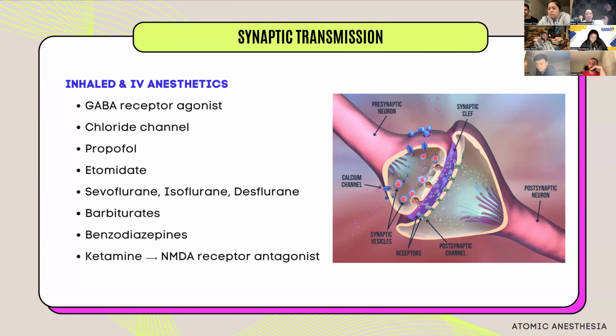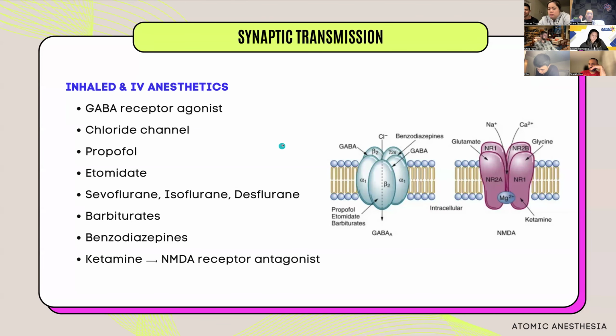When drugs like propofol or etomidate or even our inhaled anesthetics, benzodiazepines, bind to the GABA receptor, it opens that channel and chloride ions flow through into the cell. When you have a negatively charged ion going into the cell, it makes the inside of the cell more negative. And when a cell becomes more negative, it hyperpolarizes, or gets further away from that depolarization threshold.